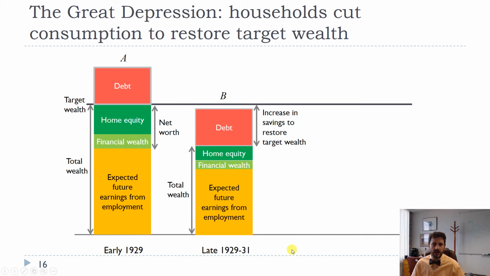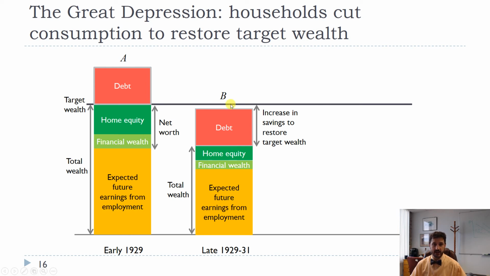So if we think about what happened from a household's point of view, right, early 1929, things are looking pretty good. Unemployment rate is low, so our expected future earnings are high. Our financial wealth is high because the stock market's up. Home equity is high. And yeah, we have some debt, but no big problem. And then the stock market crashes, the economy crashes, unemployment rate shoots up, which means our expected future earnings from employment is lower. Our financial wealth is lower because of the stock market crash. Home equity is lower, but our debt is still the same.